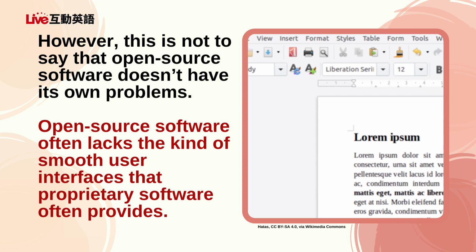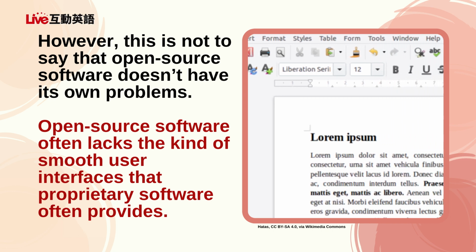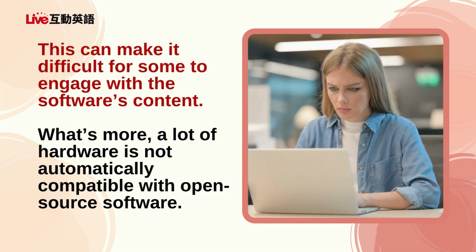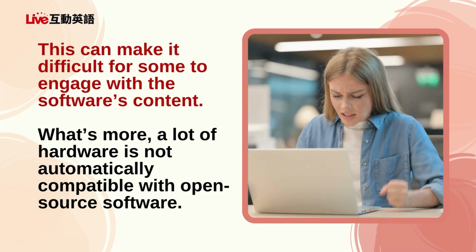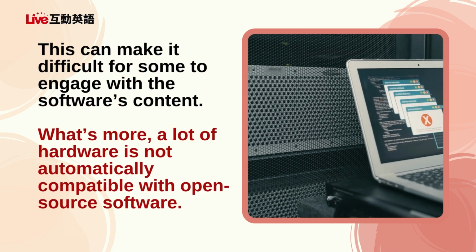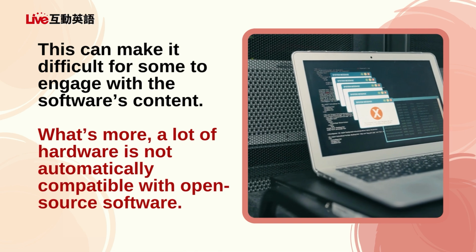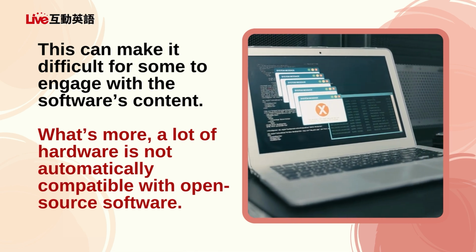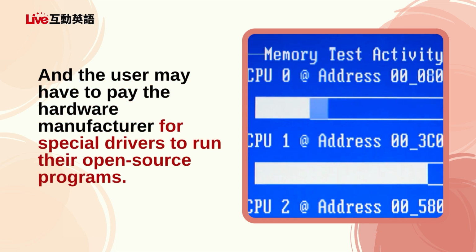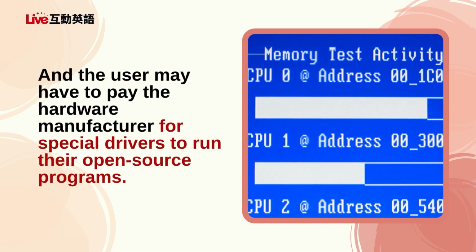Open source software often lacks the kind of smooth user interfaces that proprietary software often provides. This can make it difficult for some to engage with the software's content. What's more, a lot of hardware is not automatically compatible with open source software, and the user may have to pay the hardware manufacturer for special drivers to run their open source programs.